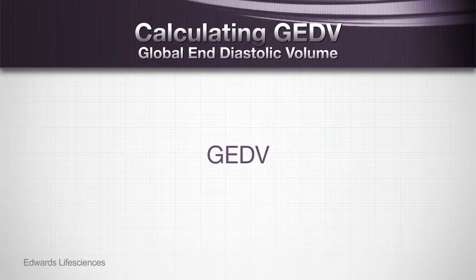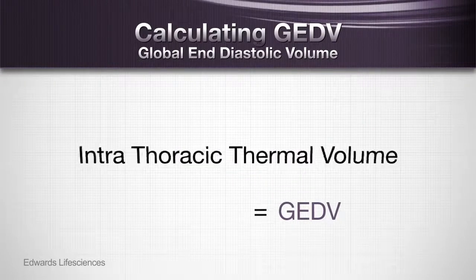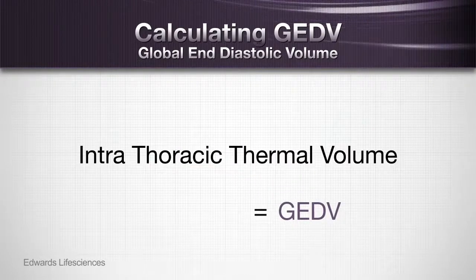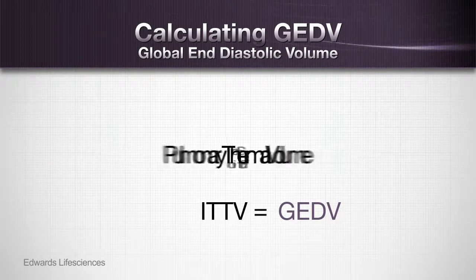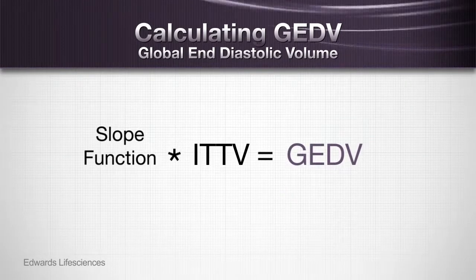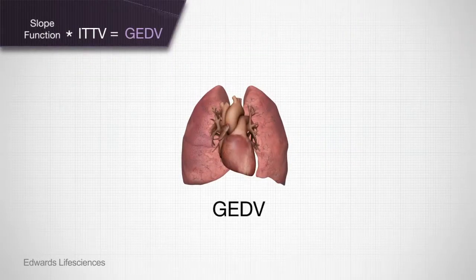The formula used to calculate GEDV is intrathoracic thermal volume, or ITTV, scaled to account for the pulmonary thermal volume, or PTV. As previously mentioned, global end diastolic volume is closely related to the volume within all four chambers at the end of diastole. It can be used to assess preload and manage a patient's volume resuscitation.